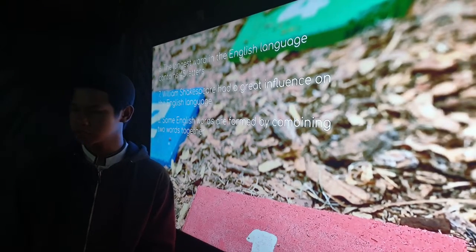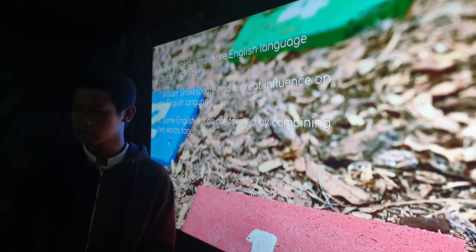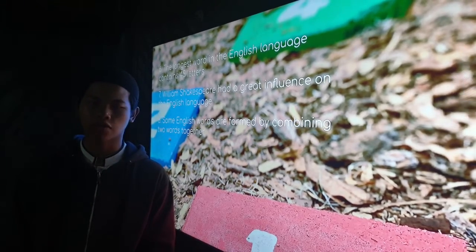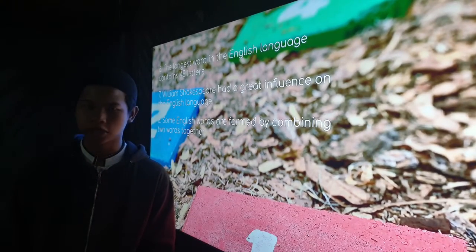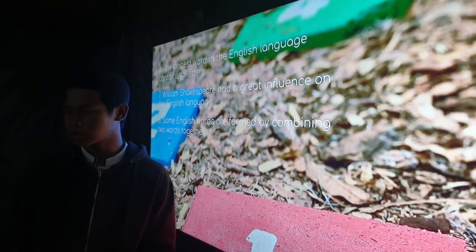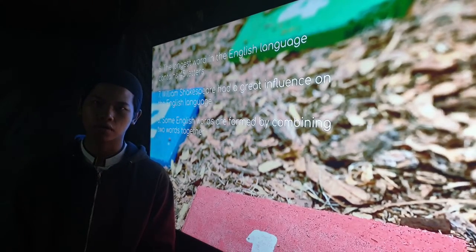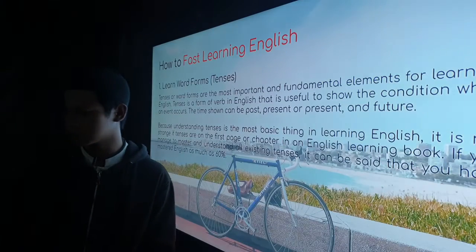And sixth, the longest word in the language contains 44 or 45 letters. Seven, William Shakespeare had a great influence on the English language. And eight, some English words are formed by combining two words together. And I will go next.